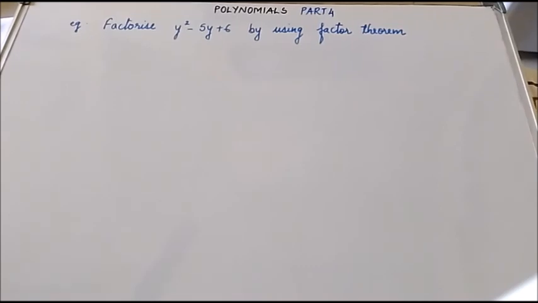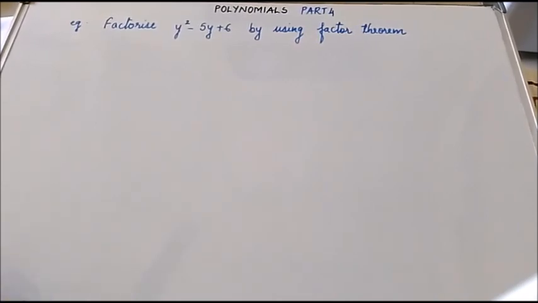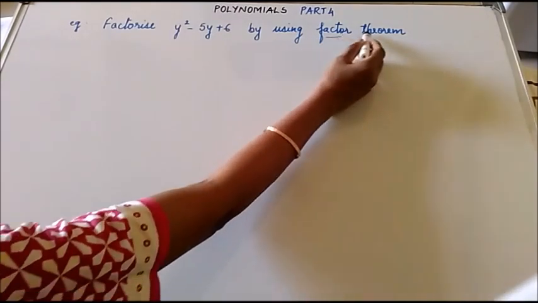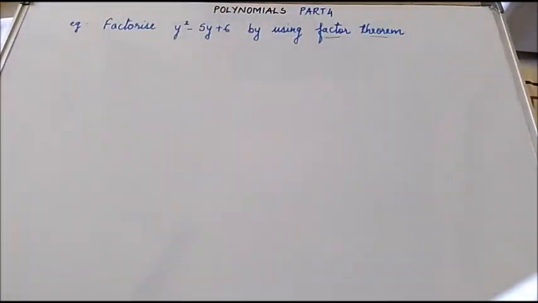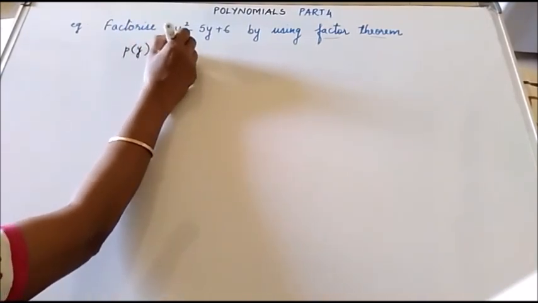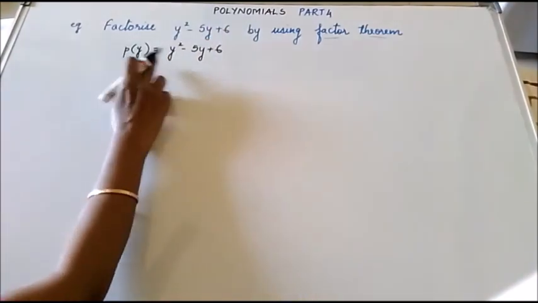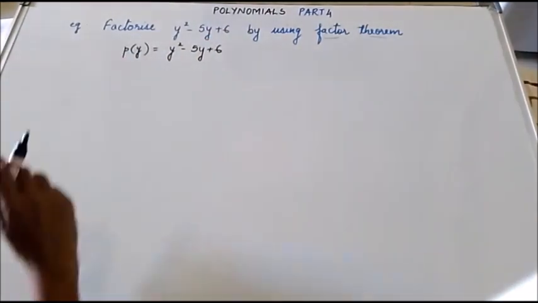Now let us do the next question. Factorize y square minus 5y plus 6 by using factor theorem. We have learned how to factorize by splitting the middle term, but here we will be using factor theorem. Okay, first let us denote the polynomial by p of y, y square minus 5y plus 6. We write here y because the variable used in the polynomial is y.